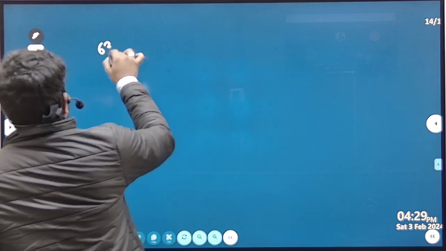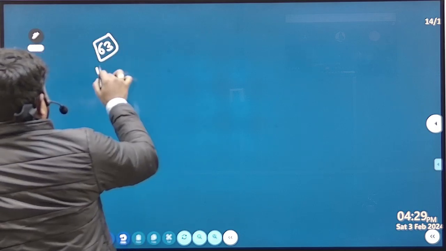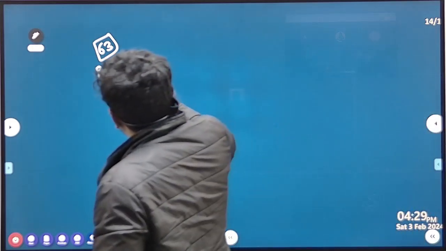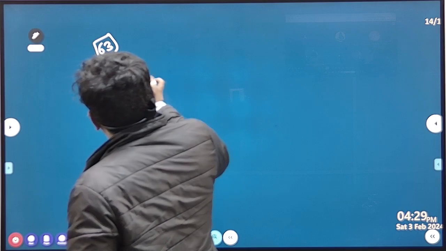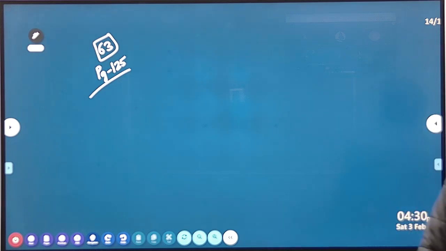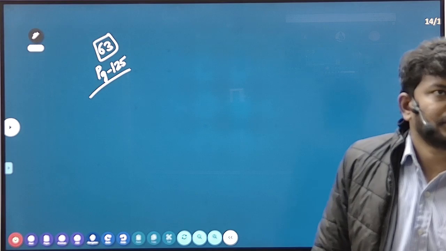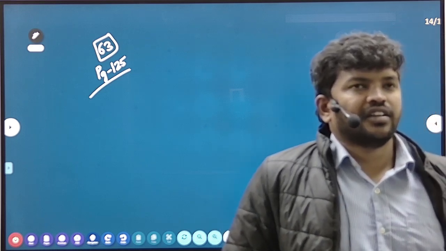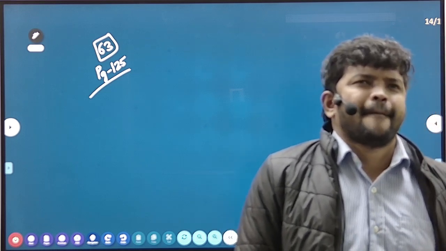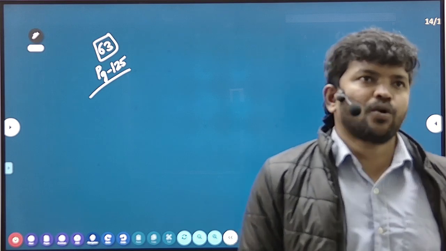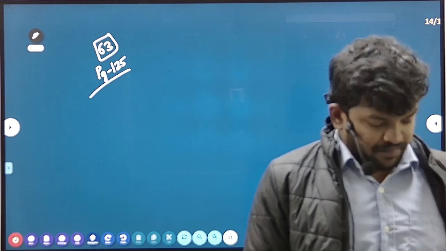Last sum for today, 63. Page number? 125. Page number 125. Ashwin, are you there? No. Neha, read the sum.